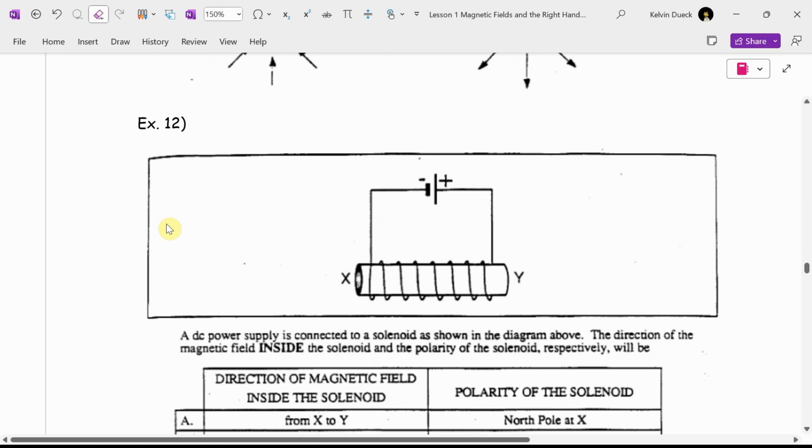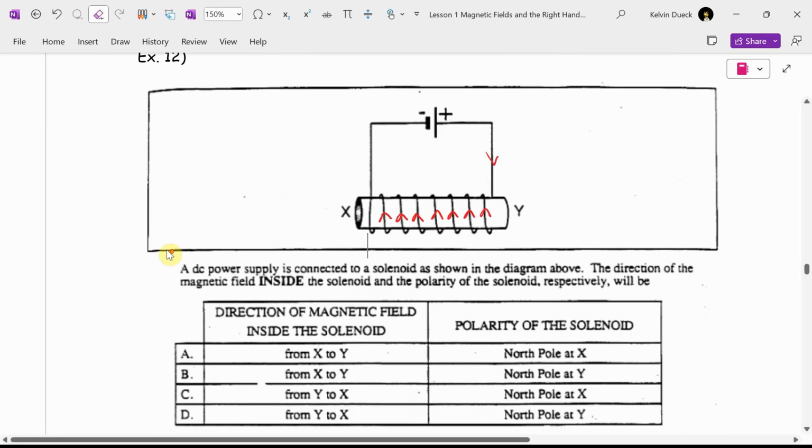Ooh, I'm betting this is the solenoid rule. How can I tell? Because I see a picture of a solenoid. The very first thing I'm going to do is complete the current. It goes down, and then in the solenoid itself, I think it's pointing upwards as it goes. Yes? Okay. A power supply is connected to a solenoid as shown in the diagram above. The direction of the field inside the solenoid and the polarity of the solenoid will be, okay, let's see. I'm going to hold that solenoid in my hand.